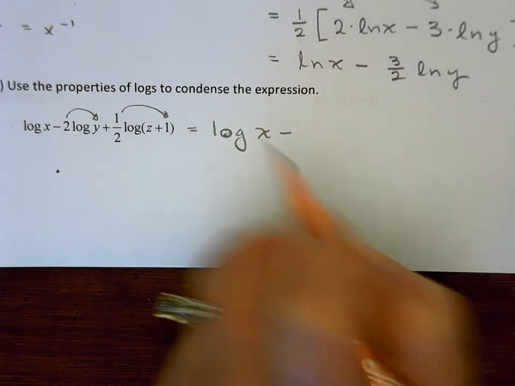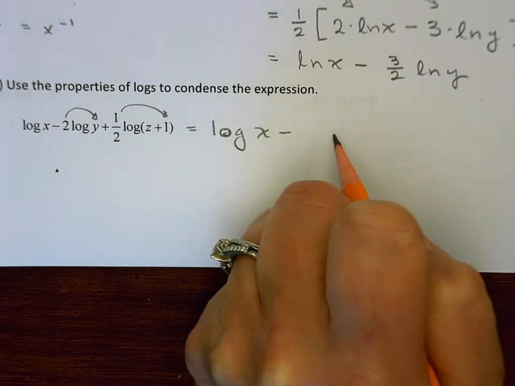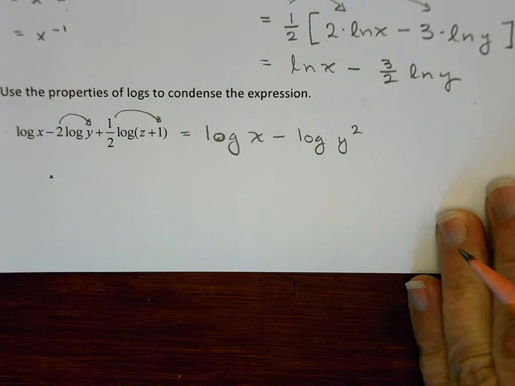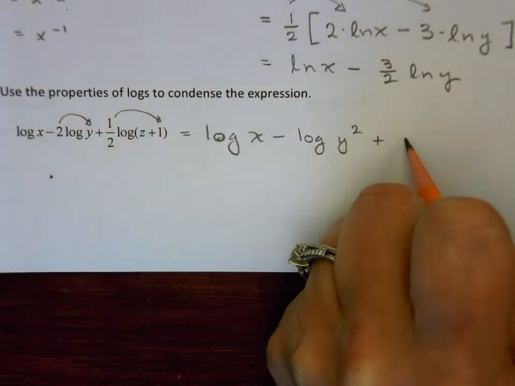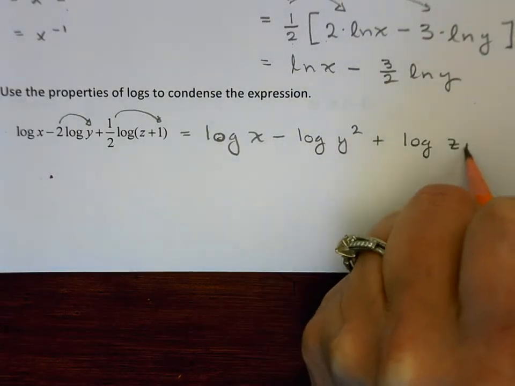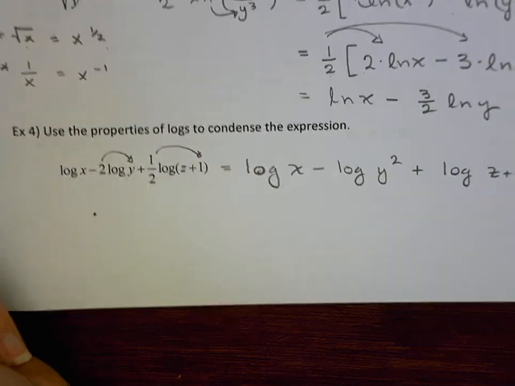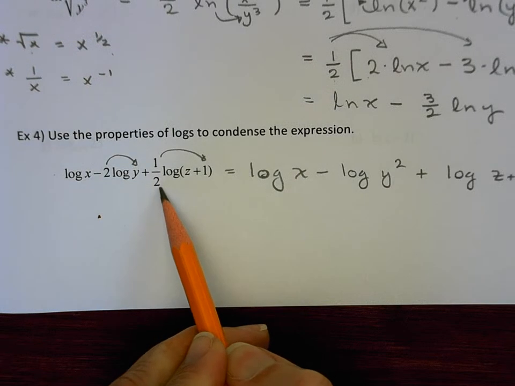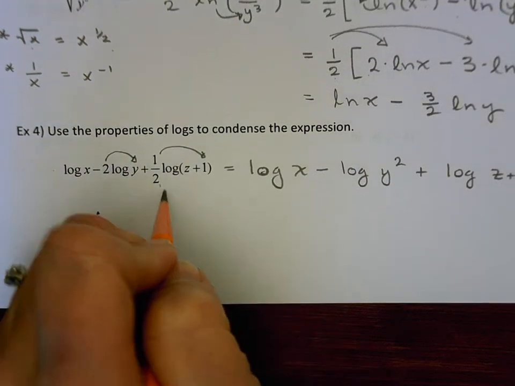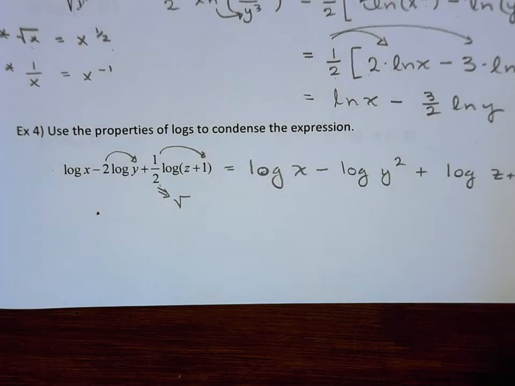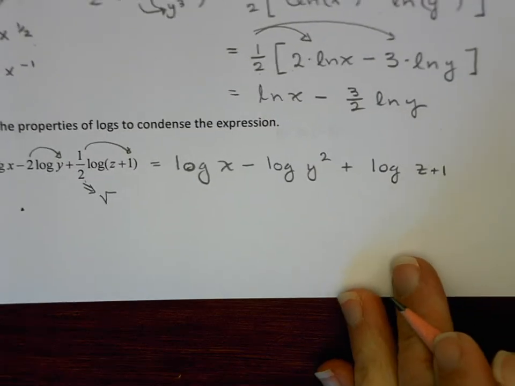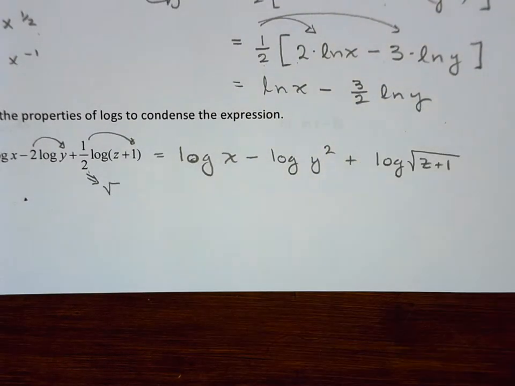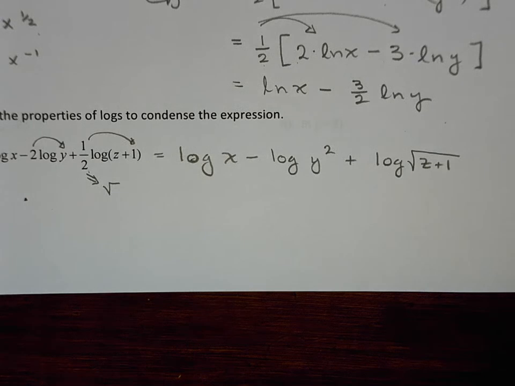So that's still log x, but instead of just 2 log y, that will turn into log of y to the power of 2, or log y squared. And then plus log of z plus 1. And then again, remember that if we have a 1/2, that's a square root. So I'm not going to make it a 1/2 power, I'm going to make it a square root. So 1/2, remember, is a square root. So 1/3 would be a cube root, and so on. So instead of having this be to the 1/2 power, I'm going to rewrite it as the square root of z plus 1. Okay. So far so good?